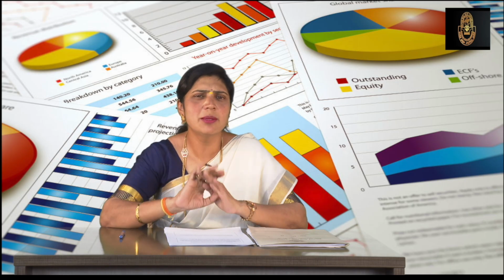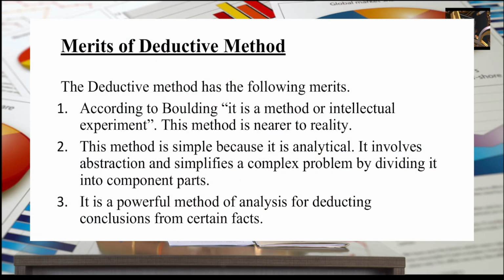So, what are the important merits? What are the advantages of this deductive method? First one, according to Professor Boulding, a known economist, it is a method of intellectual experiment. This method is nearer to reality. Second one, this method is very simple because it is analytical; it involves abstraction and simplifies a complex problem by dividing it into component parts.